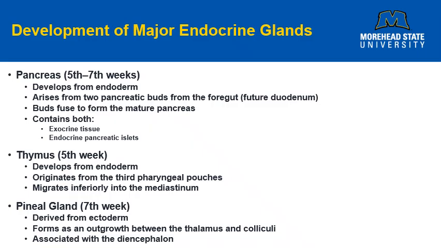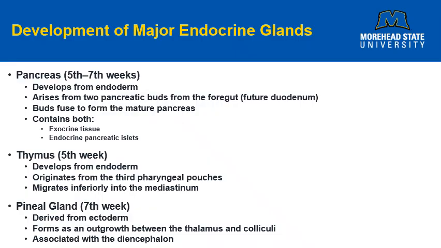Now, following is the pancreas. The pancreas actually starts to develop in the 5th to 7th week, somewhere within that time frame, and it develops from the endoderm. It arises from two pancreatic buds from the foregut, and the buds fuse to form a mature pancreas.